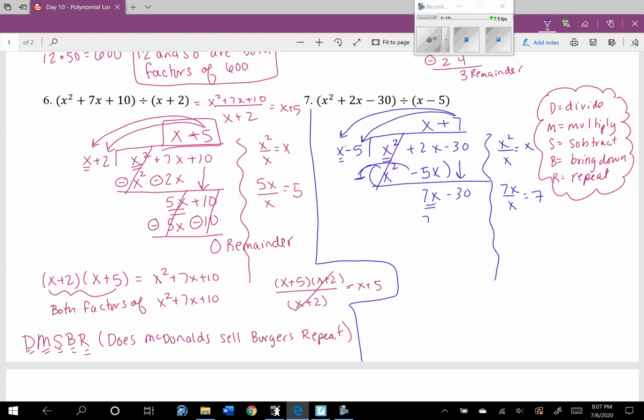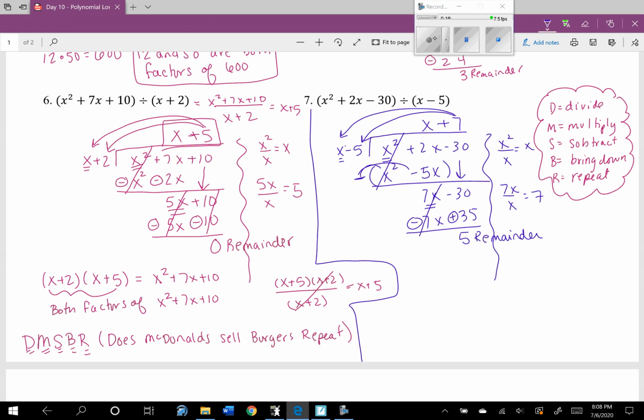So this gives me 7x minus 35. S stands for subtract, so we're going to change the sign. So 7x, and this becomes minus 7x, cancels out. And then 30, negative 30 minus negative 35, so that becomes plus. So when we subtract these terms, we get 5, and there's no other place for us to go, so that means this is the remainder.